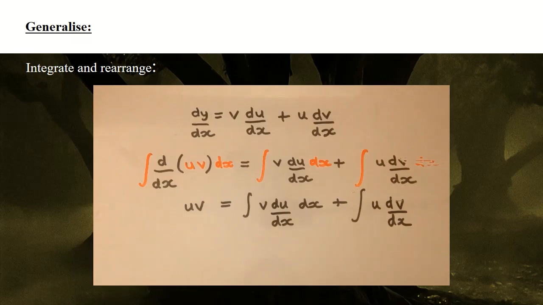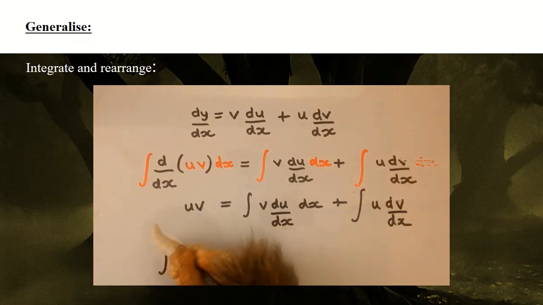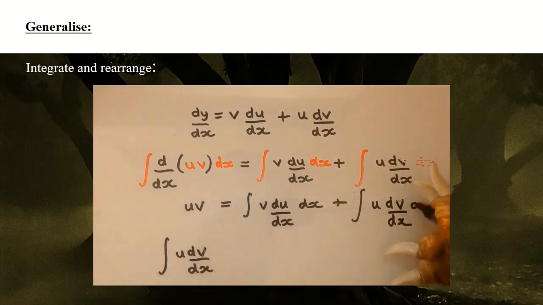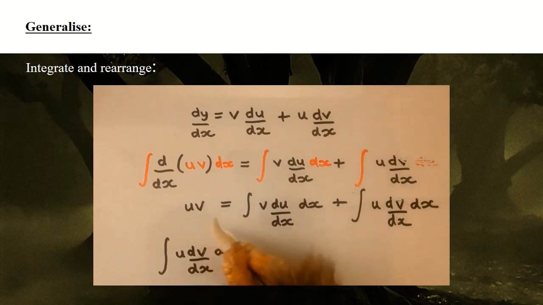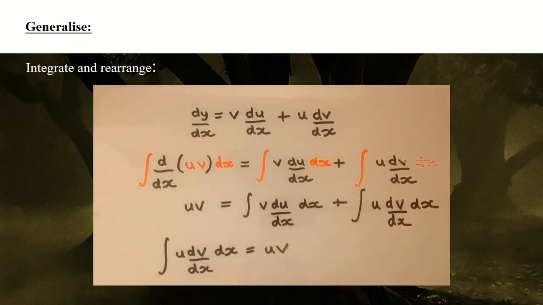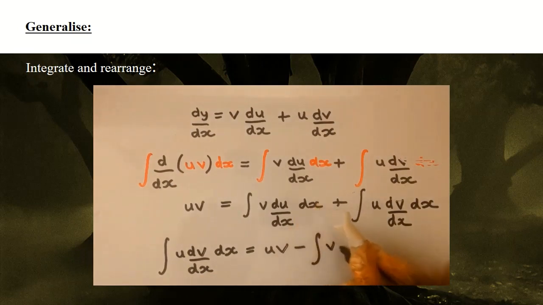Okay, so let's just rearrange this. So I'm going to start with the u dv by dx. I'm going to keep that where it is, and I'm going to subtract this term from both sides. So what I'm going to get in the end is the following. So it's the integral of u dv by dx dx is equal to uv, and then I must subtract the integral of v du by dx dx.